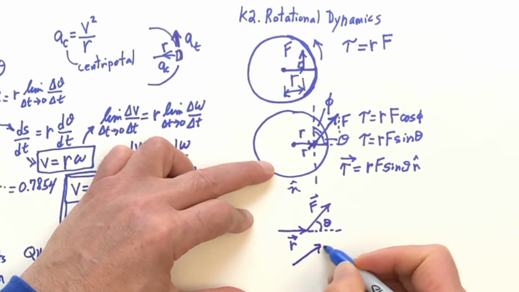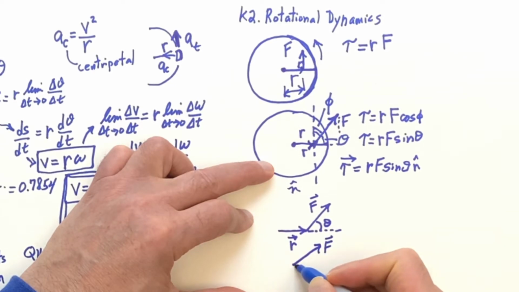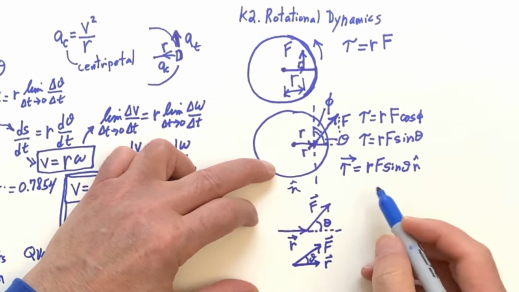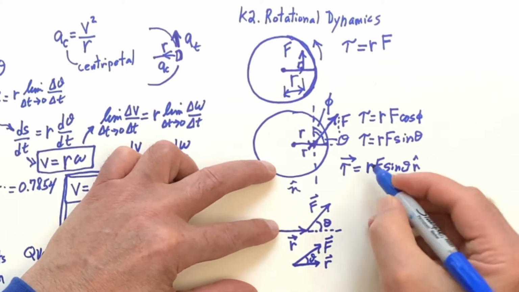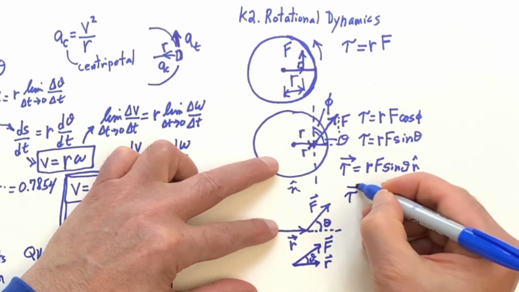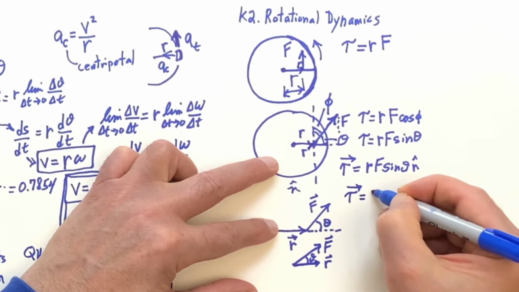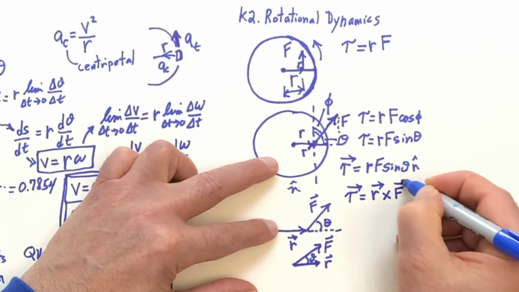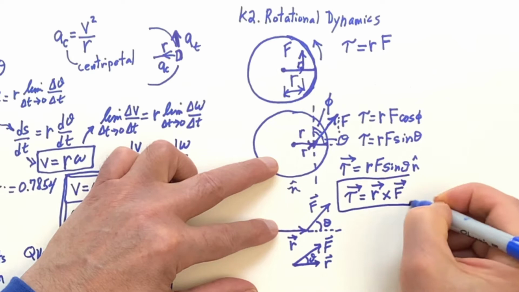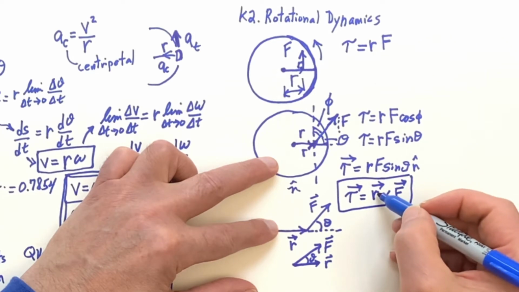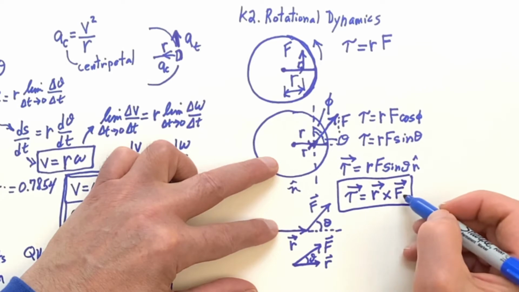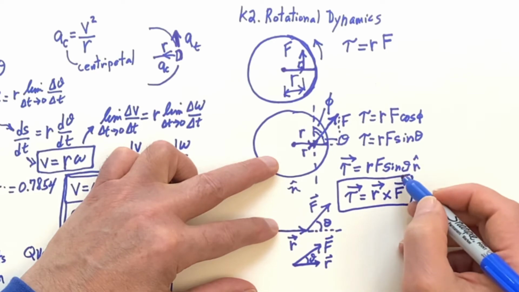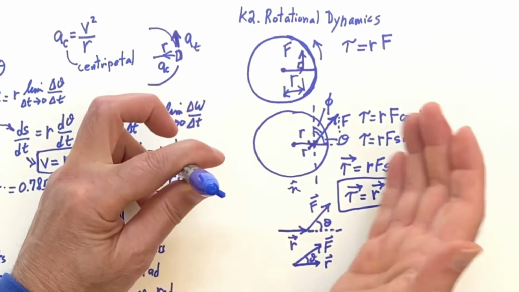So if we look at F and we look at the R vector like this, then we can arrive at this vector from these two vectors by the cross product. You can think of the cross product as being defined to mean what we just have there, R cross F. This means you take the magnitude of the R vector, R, the magnitude of the force vector, F, and the sine of the angle between them, sine theta, and then apply the right-hand rule like this.